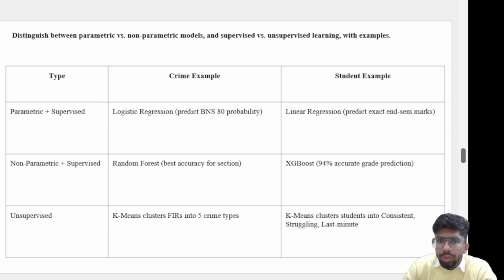In the student example, here we use linear regression to predict exact end semester marks. Again, this is parametric because the model structure is fixed, and supervised because we have labeled data.